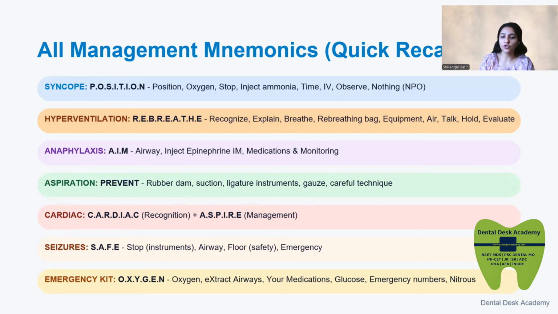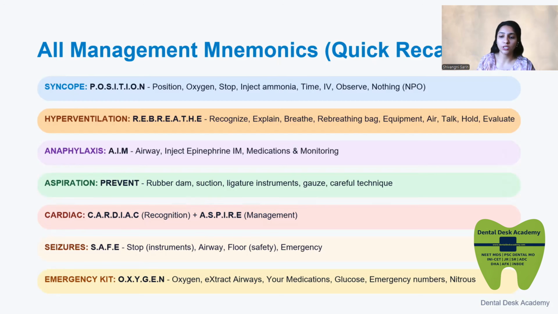For hyperventilation, just try to reassure the patient, talk to them, allay their anxieties, give a brown paper bag so that they can take in their own CO2. For anaphylaxis, keep the airway patent. You have to prevent the tongue from falling backward and sticking to the oropharynx. You need to inject epinephrine IM. And for aspirations, just prevent it from happening in the first place. Use a rubber dam, use ligatures on instruments, use floss, be careful.